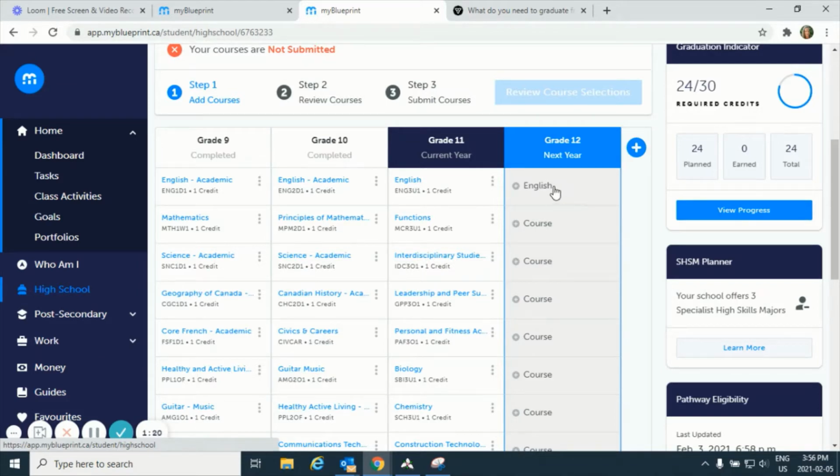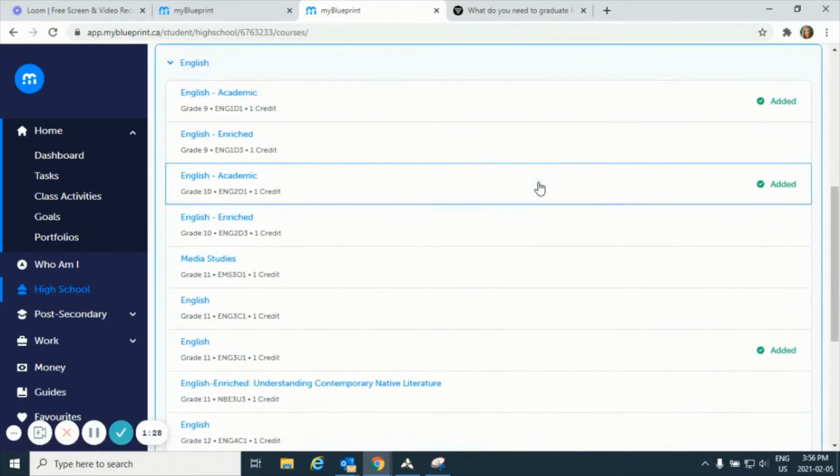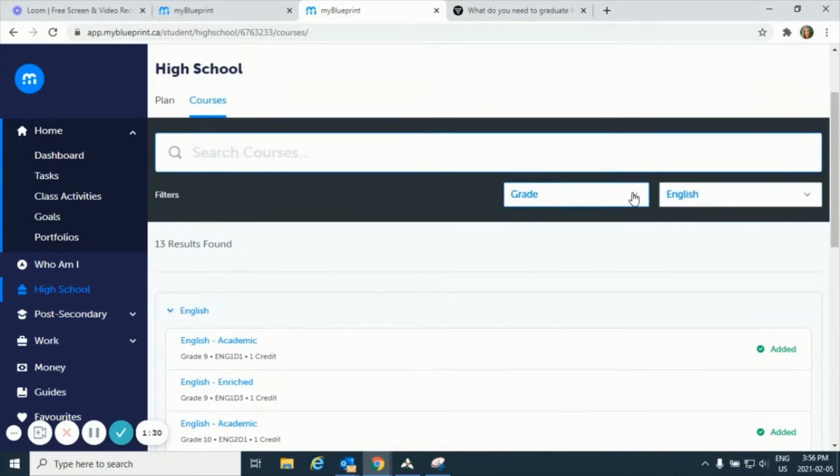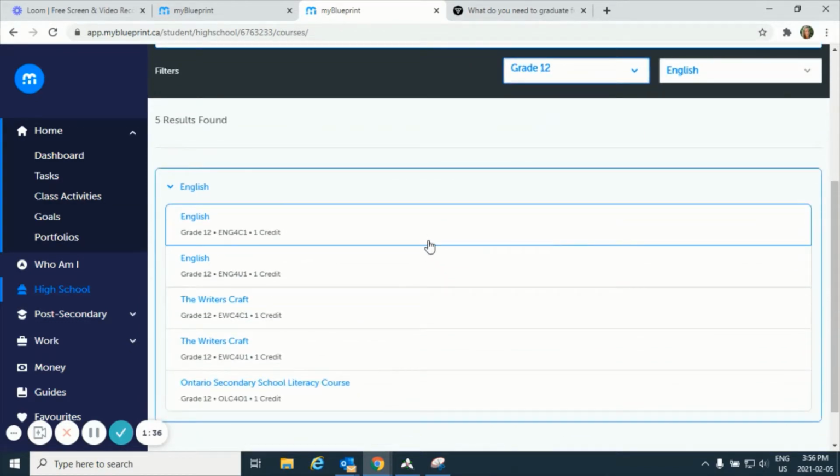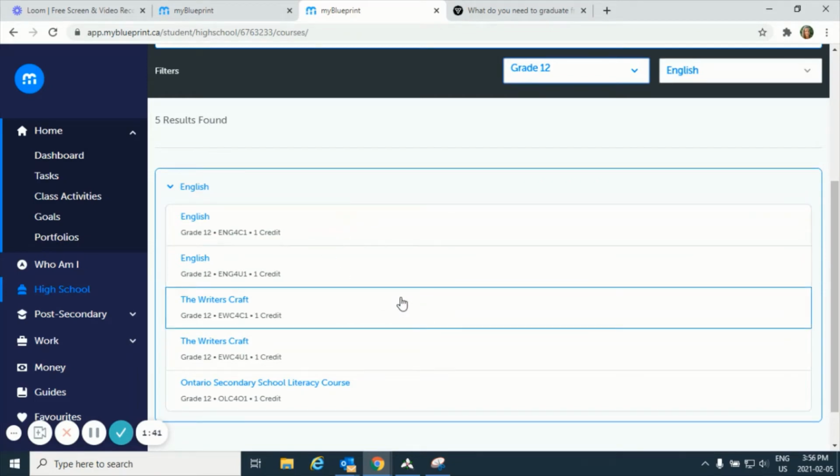In grade 12, the only mandatory course that you need to take is grade 12 English. This is where we're starting. Click on English. Remember, it's always a good idea to filter your course search by the year that you're going into. This just makes it easier to see and has the courses a little bit more organized for you.